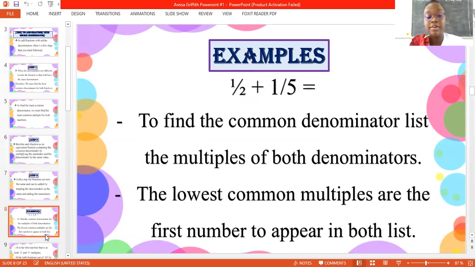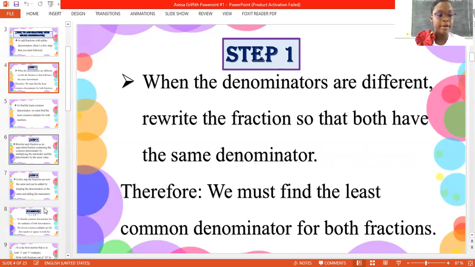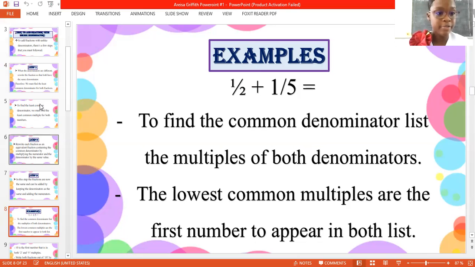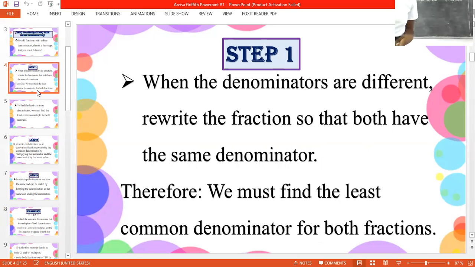So I have an example here. I have one example that I'm going to do, so you have to pay keen attention. I'm going to leave the steps on the screen so that you can follow, all right? So the example is a half plus 1/5. So what does the first step say? Remember, it said that we must rewrite the fraction so that both denominators are the same.